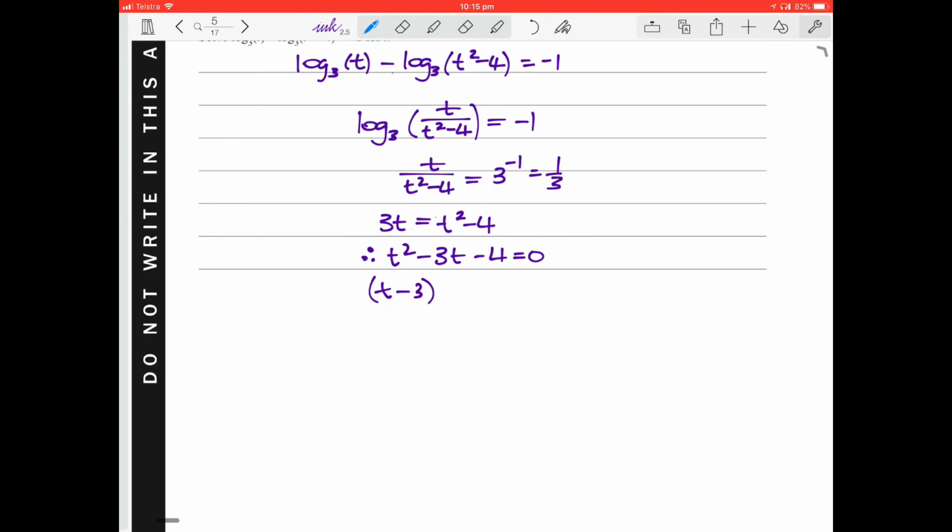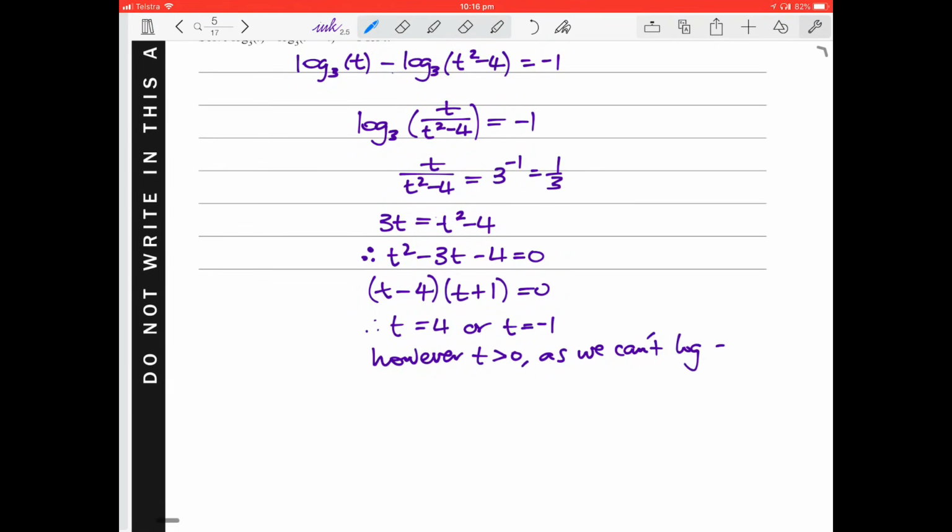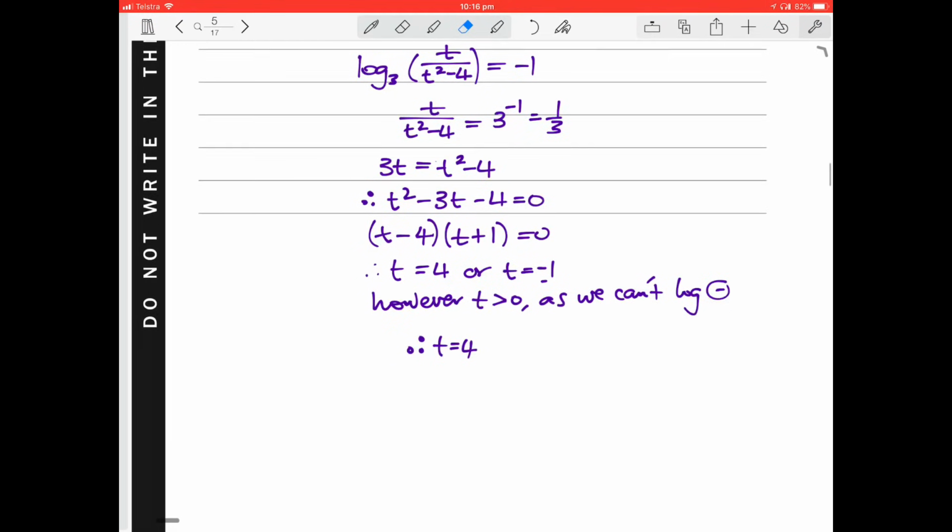T minus 4, t plus 1 is equal to 0. Therefore, t is equal to 4, or t is equal to negative 1. However, t has to be greater than 0, as we can't log negatives. So therefore, t equals 4. Would that be okay in this equation? Actually no, it wouldn't, because I'd get t squared, which is 1, minus 4. We can't log negatives. So our only solution is t equals 4.